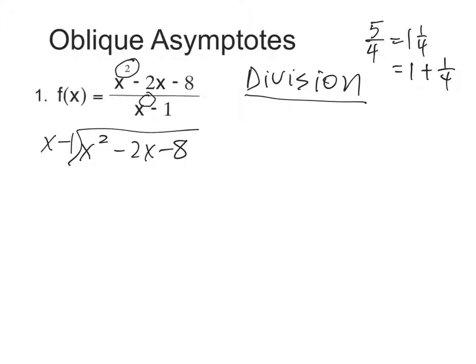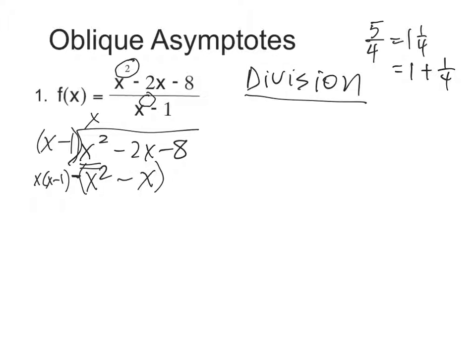Now, what we need to look at is, here's our divisor. What times x minus 1 will give us at least a term of x squared? Well, that's going to be x. So x times the quantity x minus 1 will give us x squared minus x. Then in long division, if you remember how to do this, what's the next step? Well, okay, subtract.